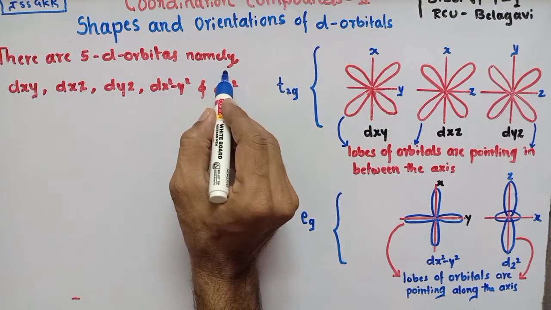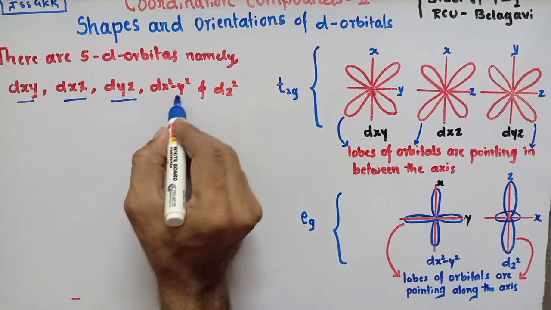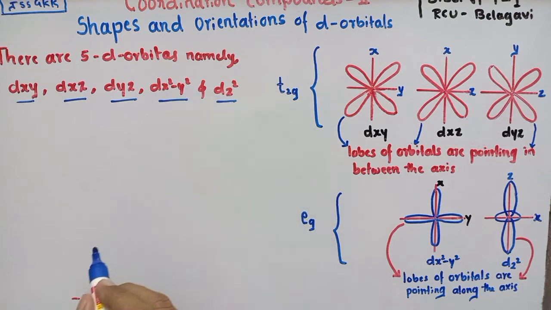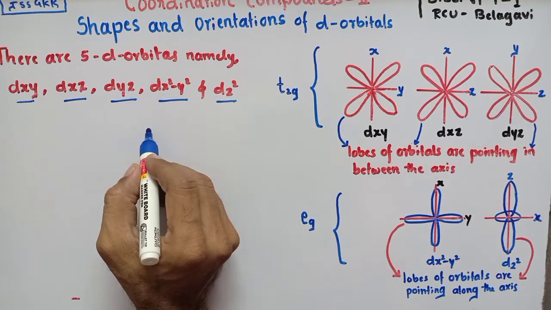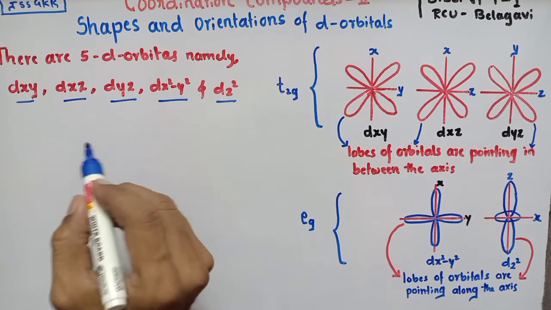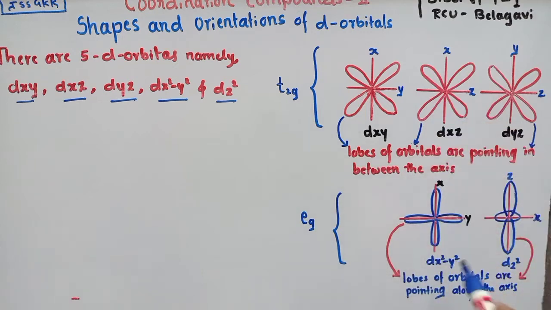There are 5 d orbitals, namely dxy, dxz, dyz, dx square minus y square and dz square. That means any transition metal atom consists of these 5 d orbitals. Now these 5 d orbitals' shapes and orientations are as shown here.